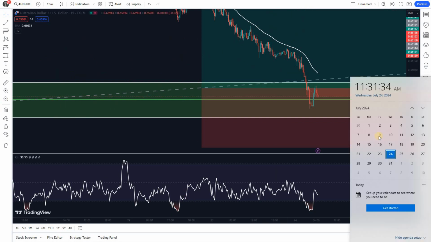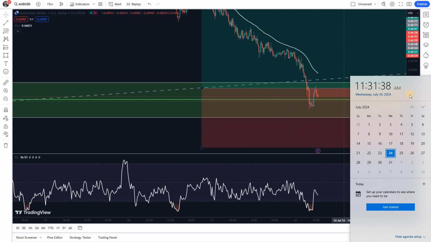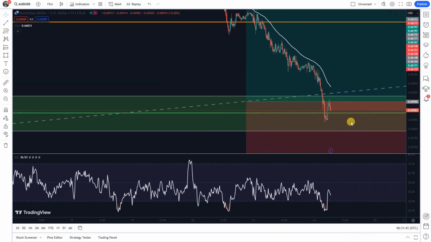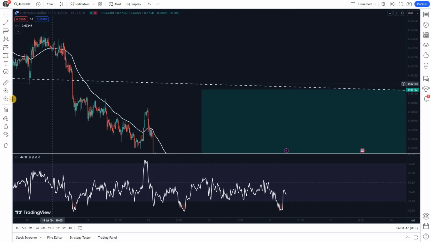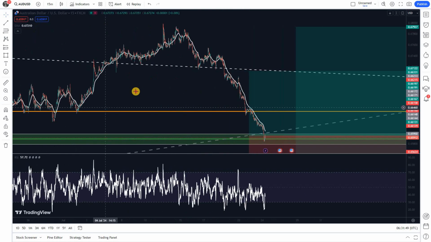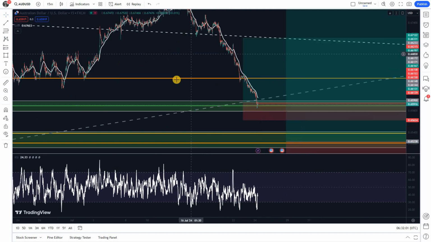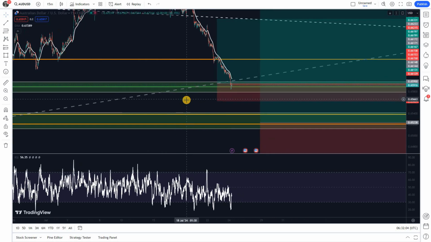Today is the 24th of July 2024, and you can see the time, it's about 11:30. I'm going to apply this next, and hopefully it will help you.